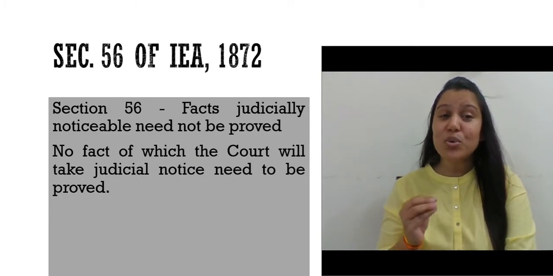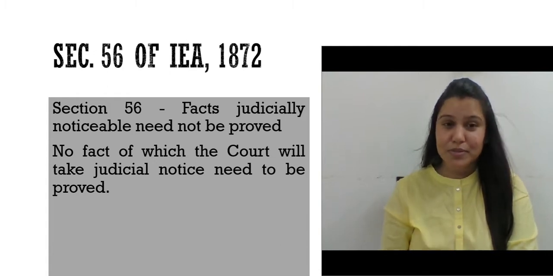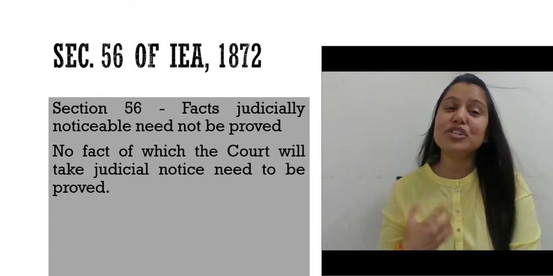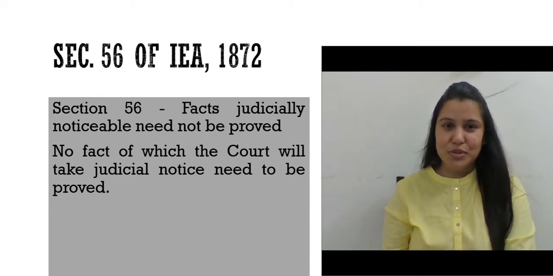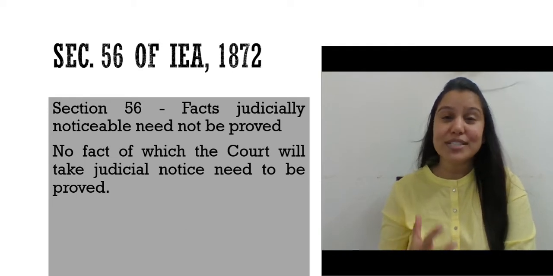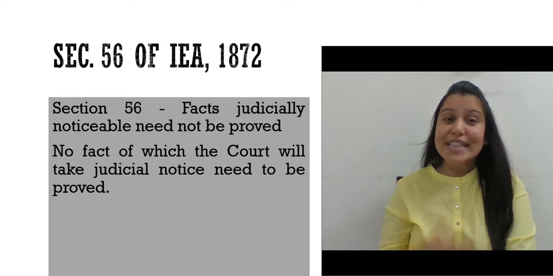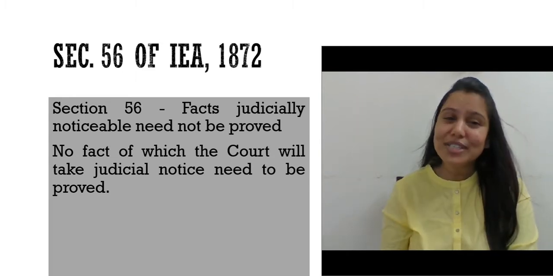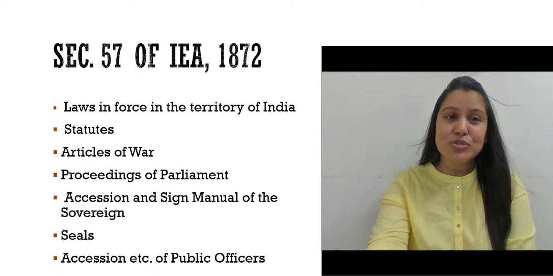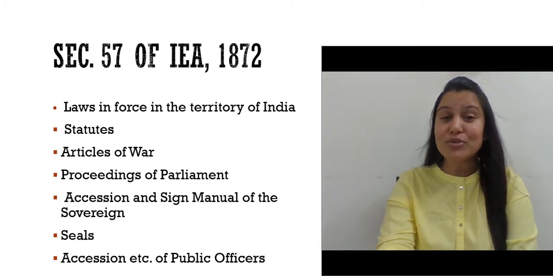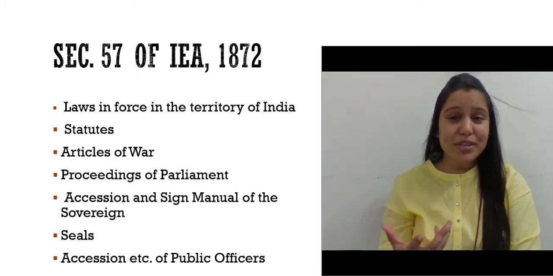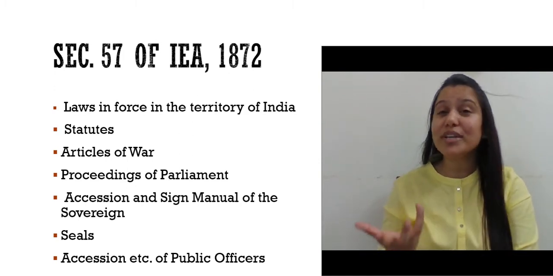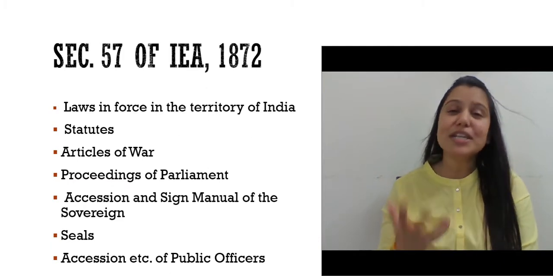Facts judicially noticeable need not be proved. No fact of which the court will take judicial notice need be proved. So whatever facts of which the court has taken judicial notice, they need not be proved again by the party because the court has already taken judicial notice, right? So that was about section 56. As we have seen, the facts of which the court can take judicial notice need not be proved.